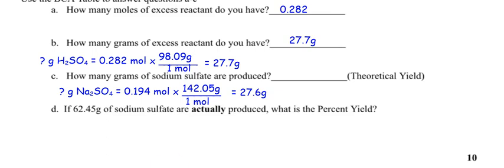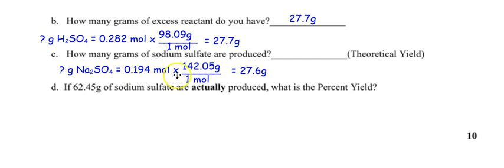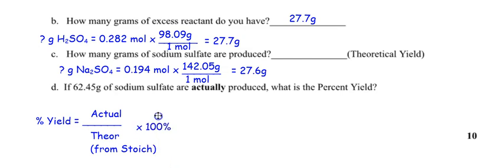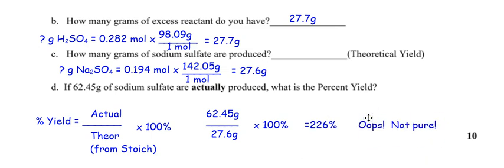So now what? If 62.45 is actually produced, well, look at this. I'm only supposed to make 27.6. I've made 62, all right? This is huge, all right? So here's my percent yield, actual over theoretical times 100%. All right, what did I actually make? Look at that, that's in bold. All right, 62.45. What should I have made right here? 27.6. All right, and I'm then what? Times 100%, and I got 226%. And what did I write next? Oops, that can't be pure, can it?